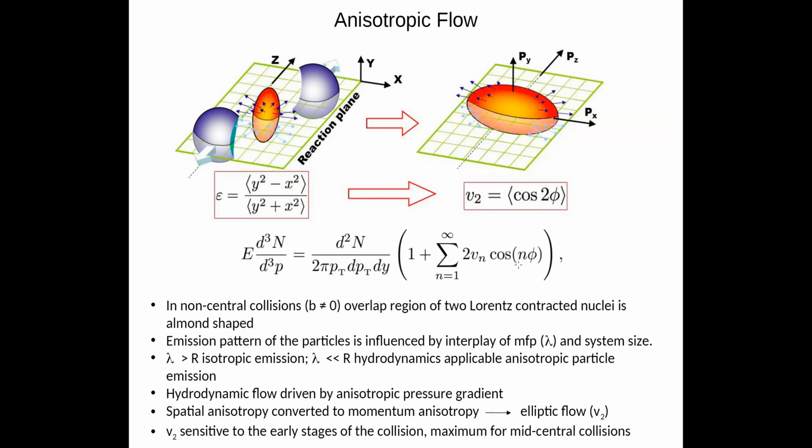And that is the reason that initial state spatial anisotropy is not the only requirement for generation of V2. You need the initial state spatial anisotropy. At the same time, you need a high degree of thermalization, which will lead to an anisotropic pressure gradient, which in turn converts your initial state spatial anisotropy to the final state momentum anisotropy, which is characterized by V2.